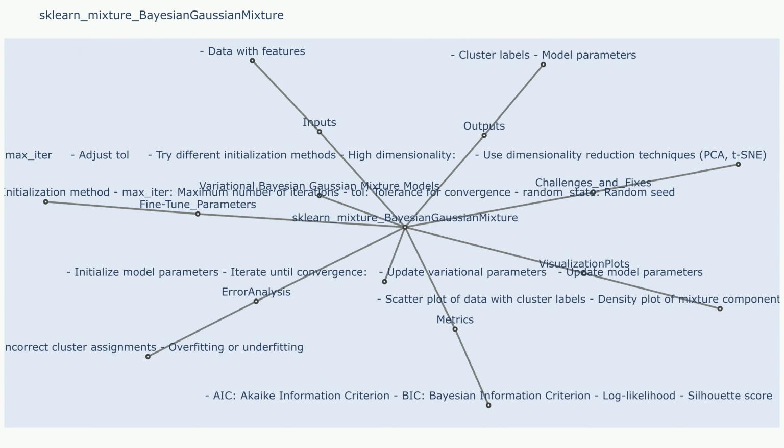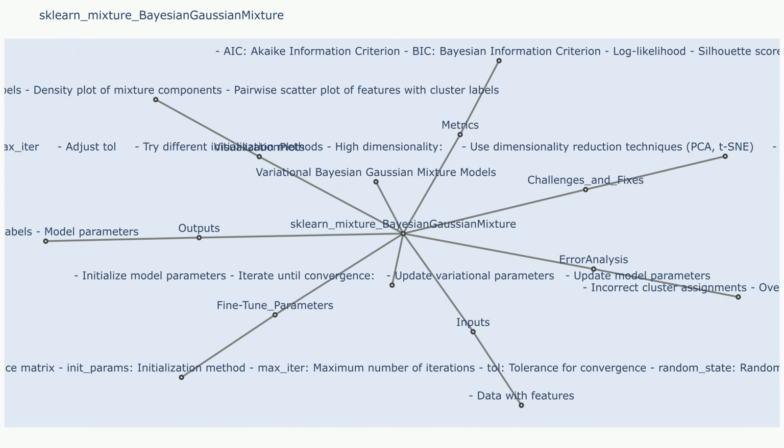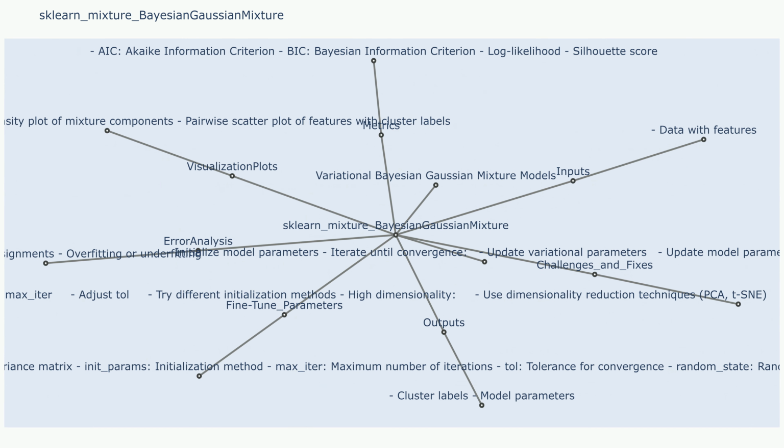Challenge 2: dealing with high-dimensional data. Sample use case that resulted in challenge 2: a data set with many features, which can lead to computational difficulties and potential overfitting. Fixes to challenge 2: use dimensionality reduction techniques such as principal component analysis (PCA) or feature selection methods to reduce the number of features. Consider using a more efficient algorithm for fitting the model, such as the variational Bayes method.